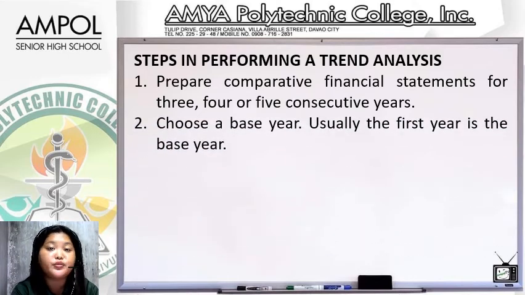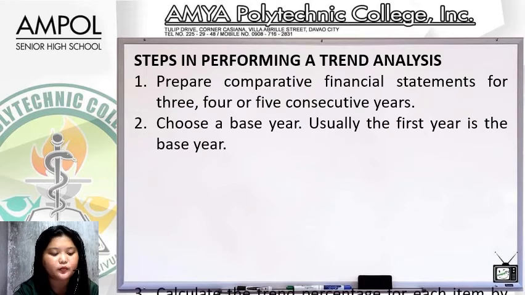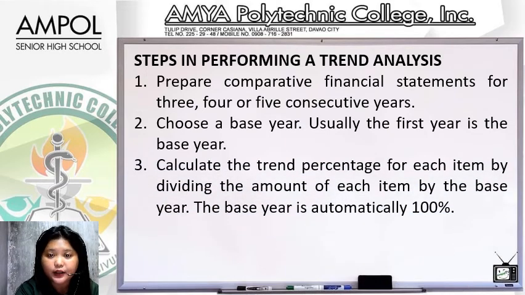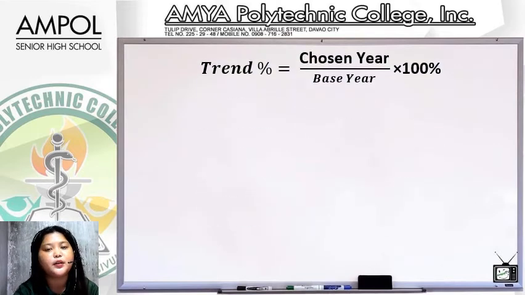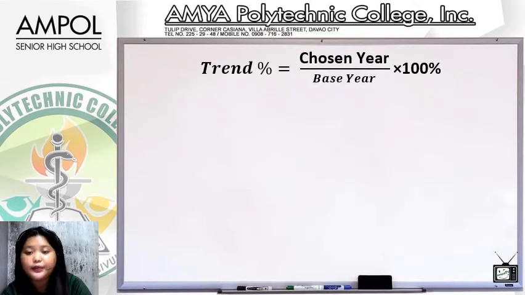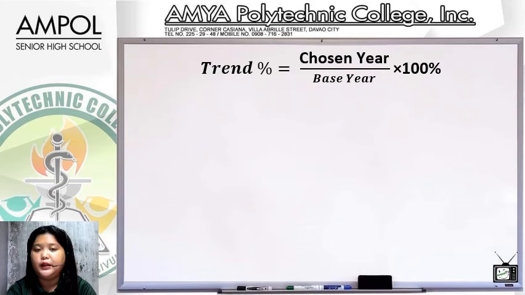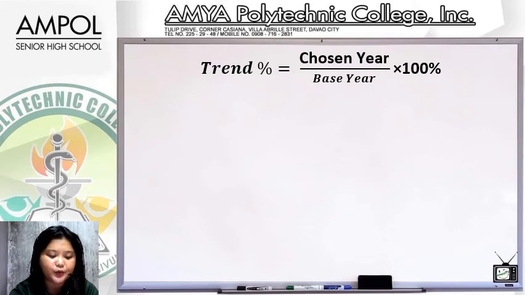Second is you have to choose a base year. So usually the first year is the base year. So you are going to calculate the trend percentage for each item by dividing the amount of each item by the base year. So the base year is automatically 100% also. So here is the trend percent formula. You have to take the chosen year over the base year times 100%.